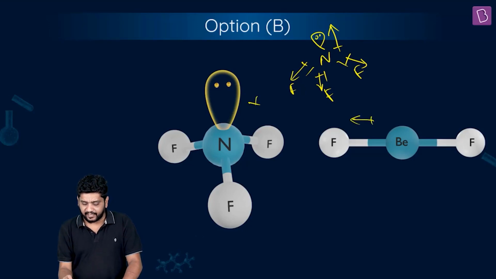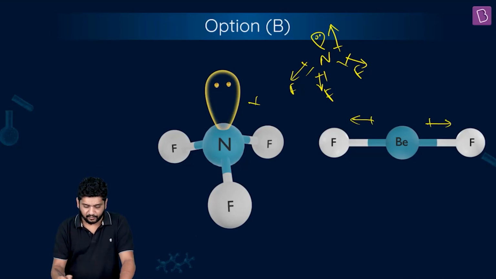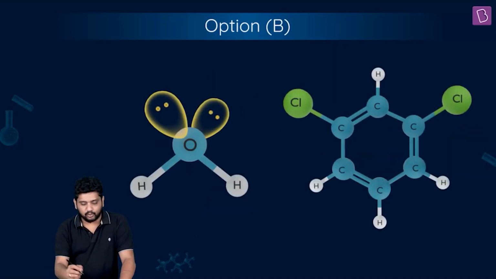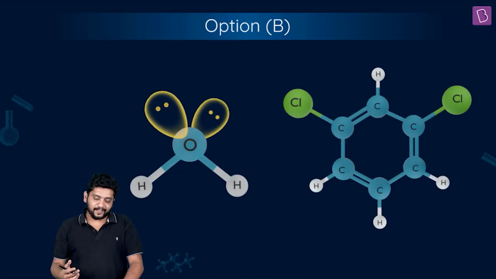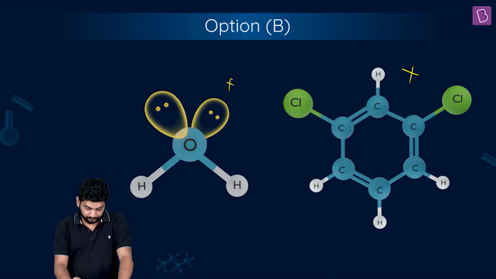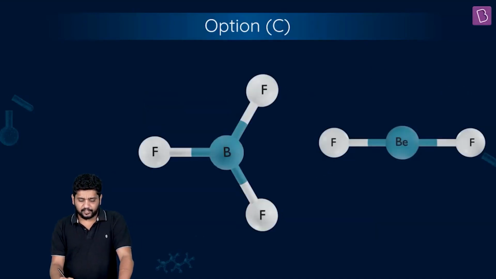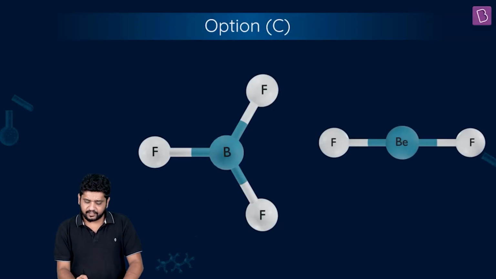BF3, we will end up getting a net 0, because they are exactly identical. In H2O, obviously, we know H2O is polar, right? H2O is the polar solvent. You have heard this, one of the best solvents, right? So H2O, of course, is polar. 1,3-dichlorobenzene we had already seen to be polar. C option, let's see. BF3, again, same story. The 3 vectors will cancel each other out, so this will turn out to be 0.